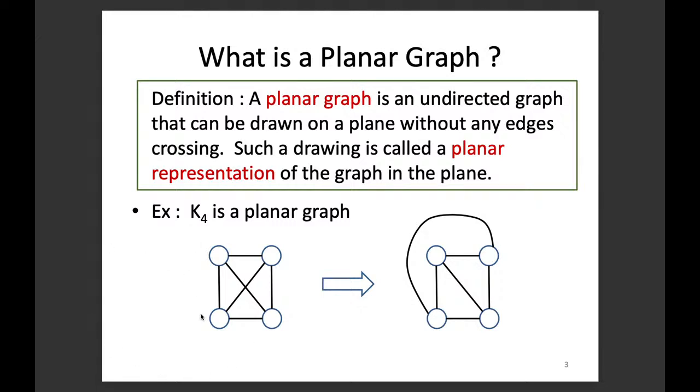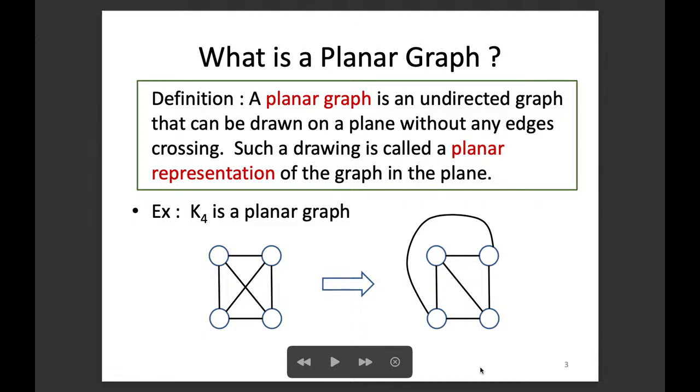So this graph has four vertices, and between any two vertices there is an edge. So this is actually a complete graph with four vertices. This is one way to draw this, but we can also draw it in another way like this. Is that okay?